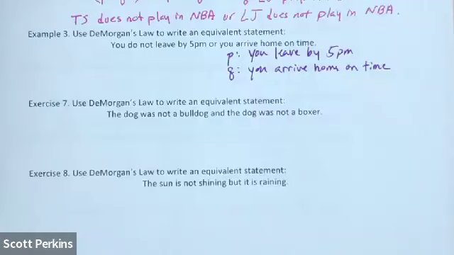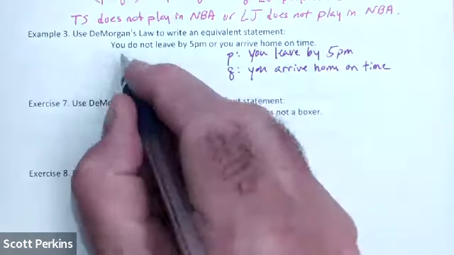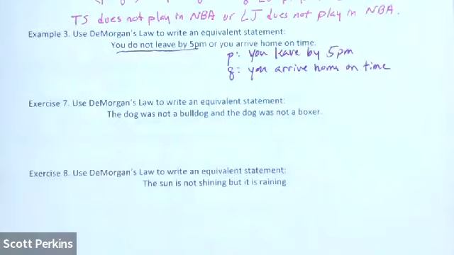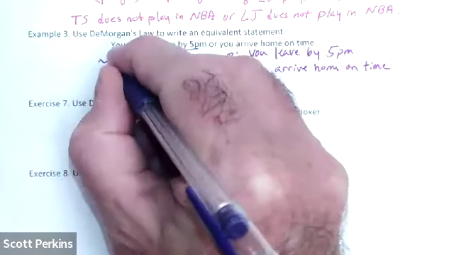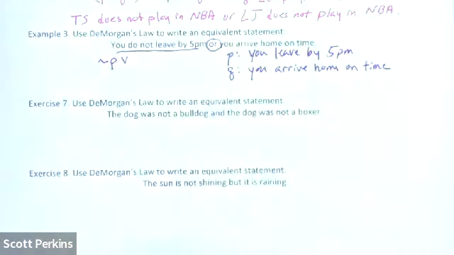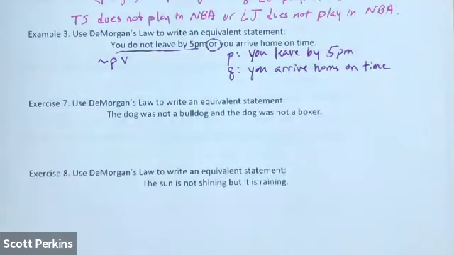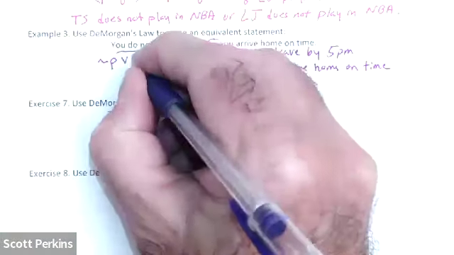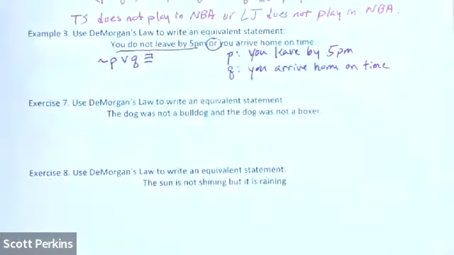So now we'll write that as symbols. So you do not leave by 5 p.m. That is what as a symbol? Squiggly P, that's where I put the negation back in. The word or, that's a disjunction. You arrive home on time, and you arrive home on time is just straightforward. That's Q. Now here's what we're going to do. We're using DeMorgan's law in reverse. This time, instead of quote unquote distributing, we are going to pull out the negation. That's how we're going to do this.